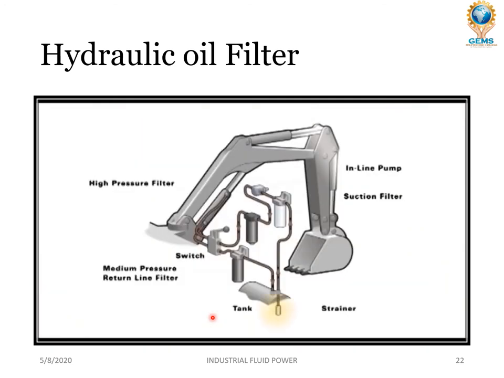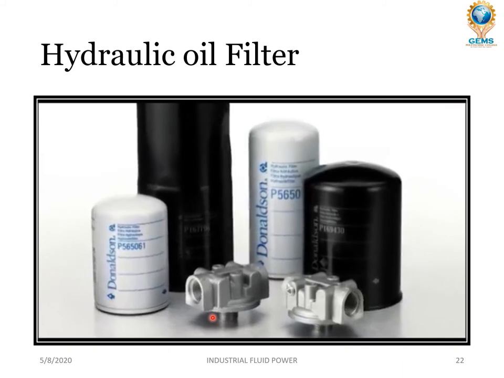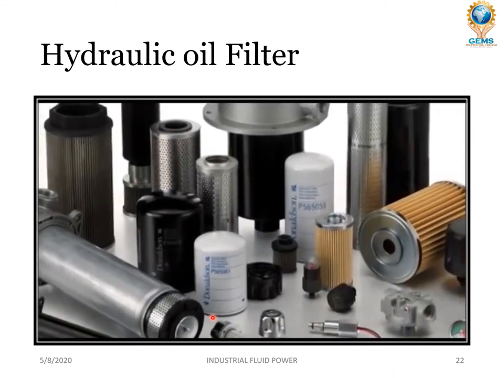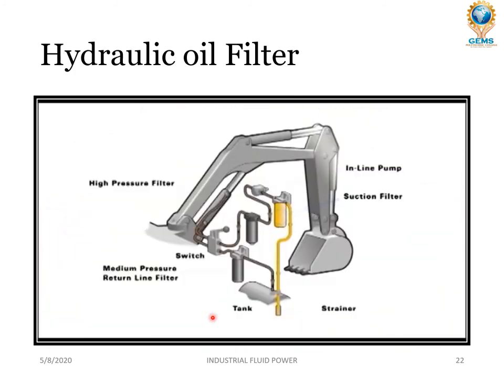Looking at this animated hydraulic circuit, note how the oil is drawn through a strainer in the tank, which removes larger debris. The oil then goes onward into the low-pressure pump-protecting suction filter. Low-pressure filters are the most commonly used type in a hydraulic circuit. Donaldson has a broad product line of low-pressure spin-on, cartridge-style, and in-tank filters for solving filtration challenges in virtually any application. From here, the oil, which has been filtered of potentially damaging particulate matter, goes through the inline pump.